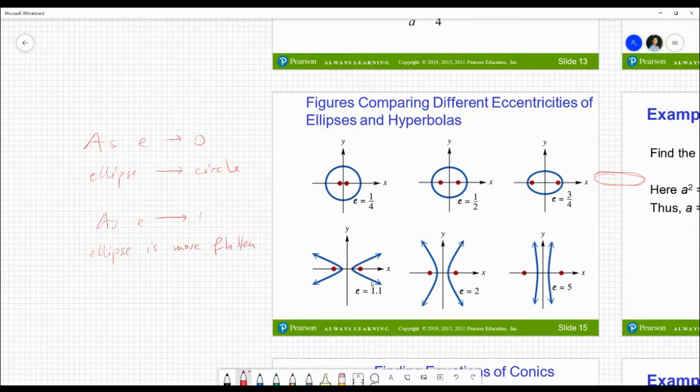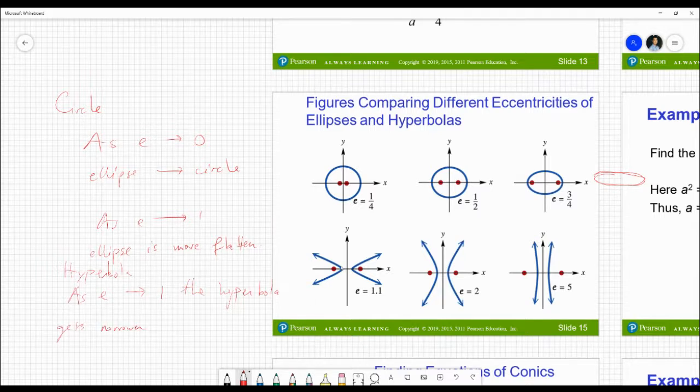All right. So for hyperbolas, you can see here as E gets larger, you can think of it as flattened, but it's more that it opens wider. So as E gets closer to 1, this is for a hyperbola. This is for a circle. So as E approaches 1, the hyperbola flattens or gets narrower.